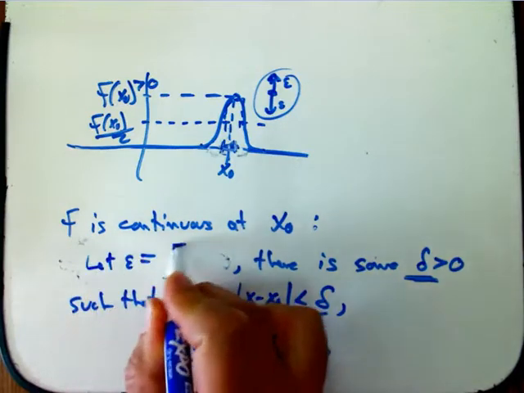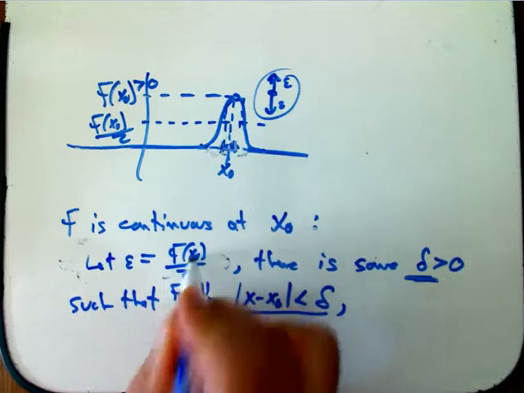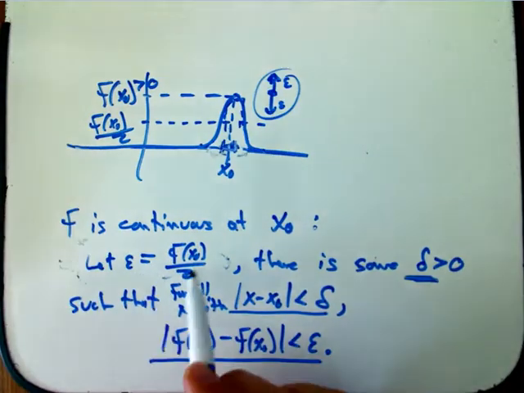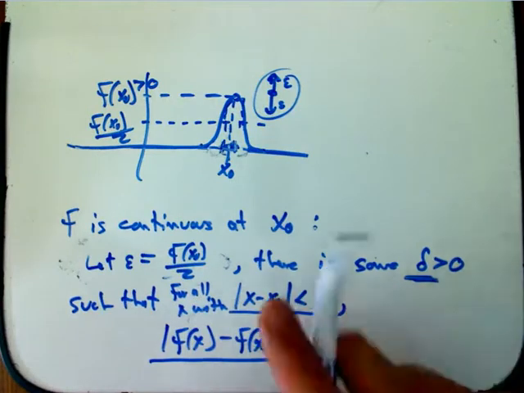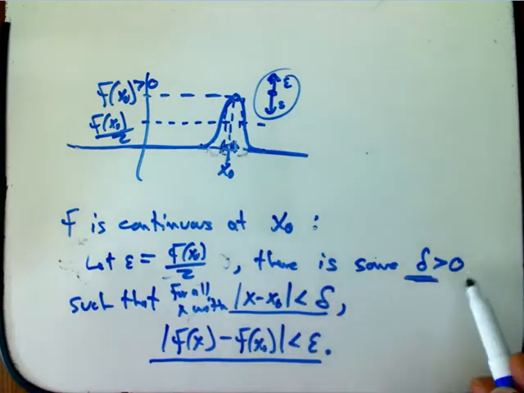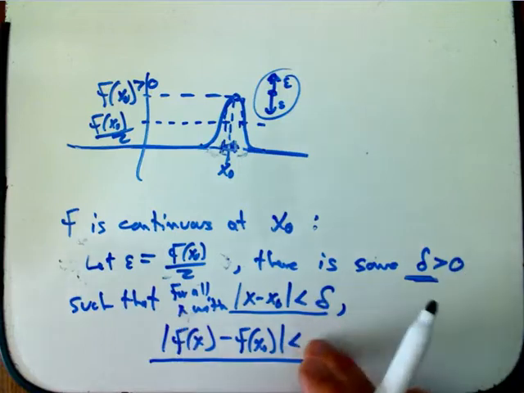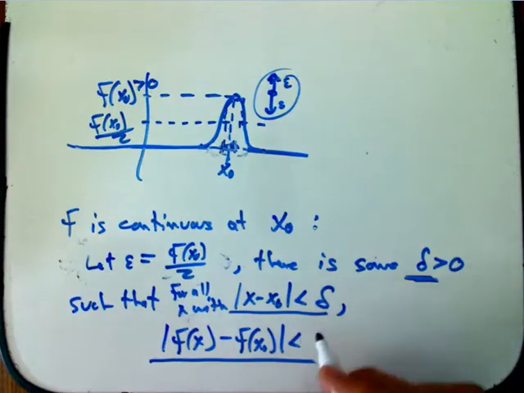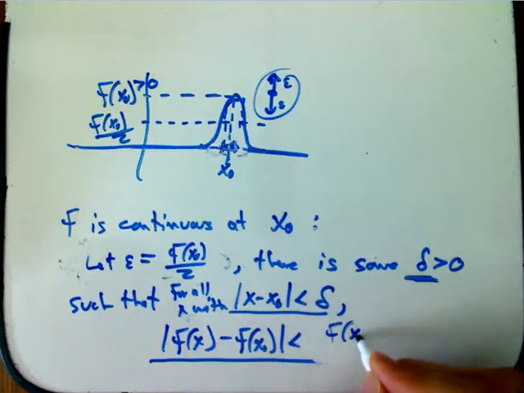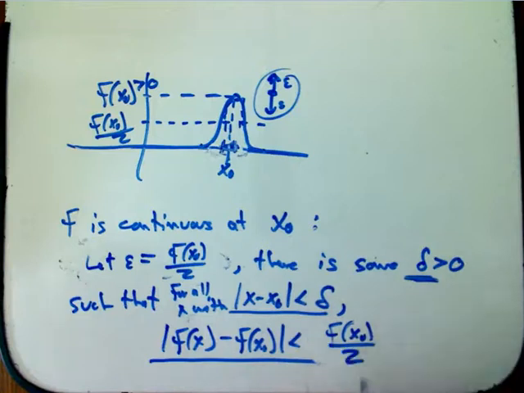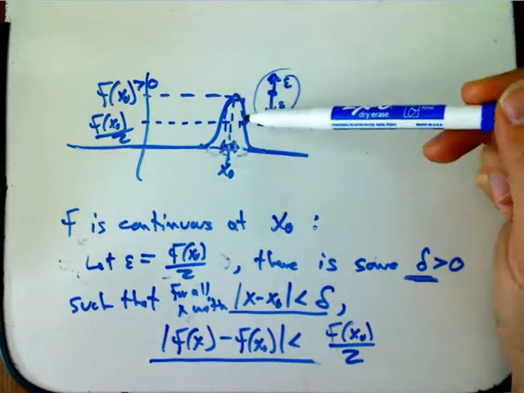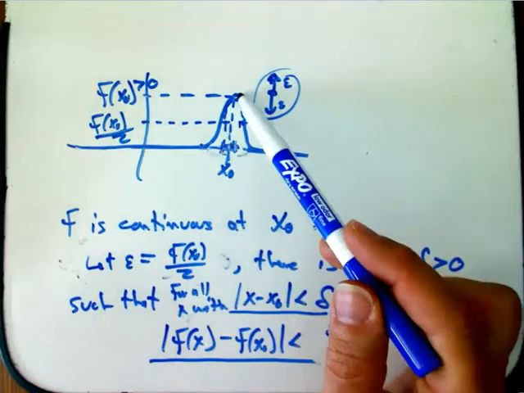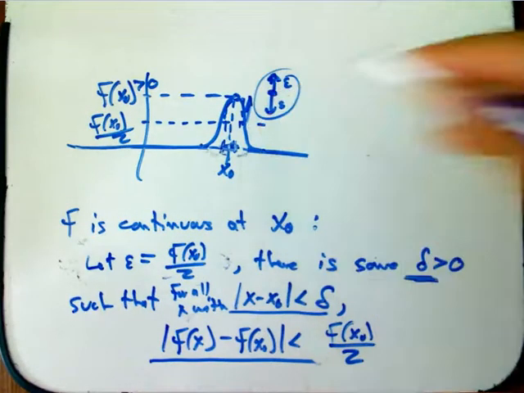let epsilon equal f of x naught over 2. Remember, for simplicity, f of x naught was greater than 0, so that's totally legal, an epsilon that's greater than 0. And so now there is some delta, and I'm never even going to need to know what that delta is, just that it's greater than 0, such that this is true. And now this is less than f of x naught over 2. And if I'm within half of f of x naught to f of x naught in particular, I'm up here, I'm away from 0.